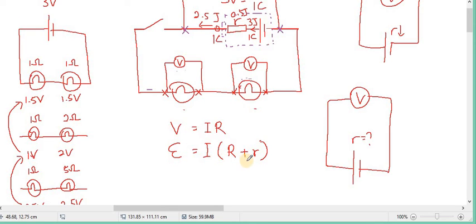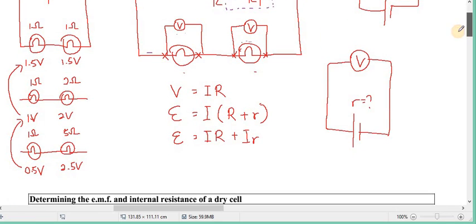V equal IR. Okay, now let's expand this equation. Now we see what is this actually? IR. What is IR? V, right? V is potential difference, right? Potential difference of where? Which part? Potential difference of which part of the circuit?